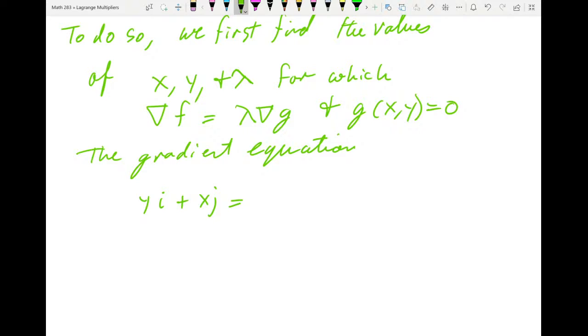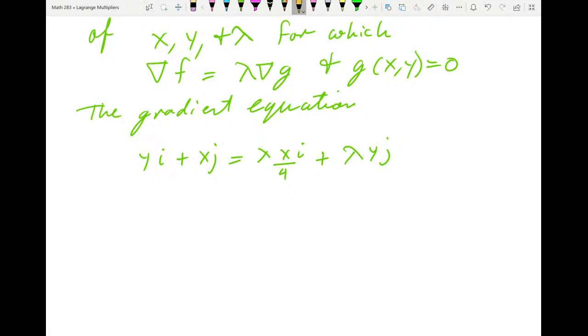Gradient vector for, yeah, that's right. And then the other one is going to be lambda x i over 4 plus lambda y j. Okay? Now let's look at what's happening.